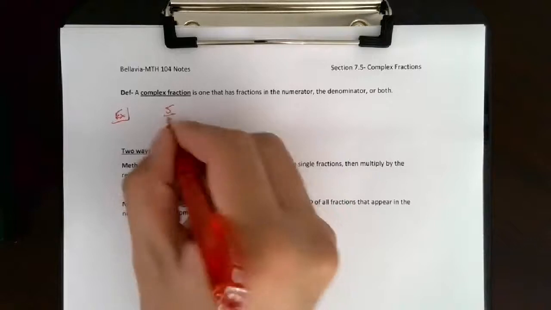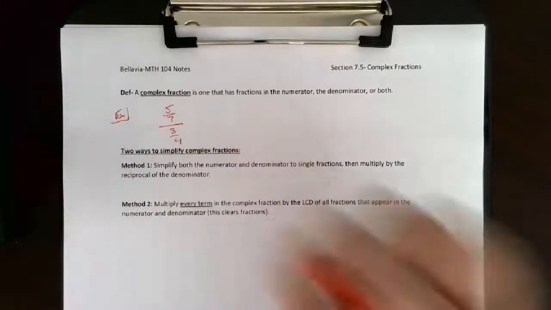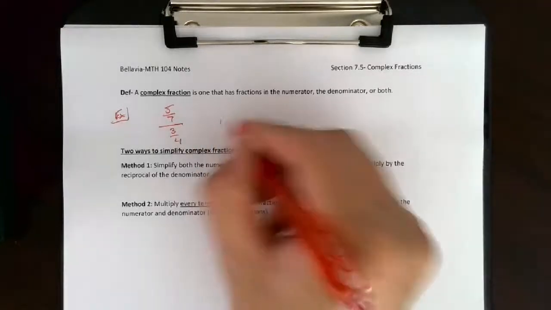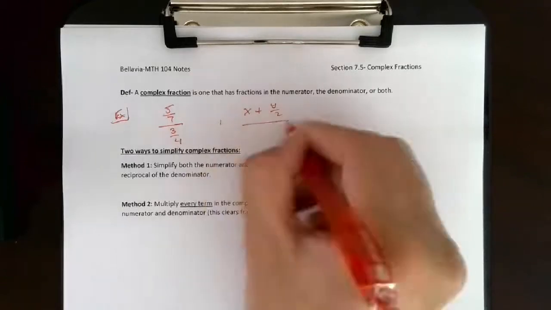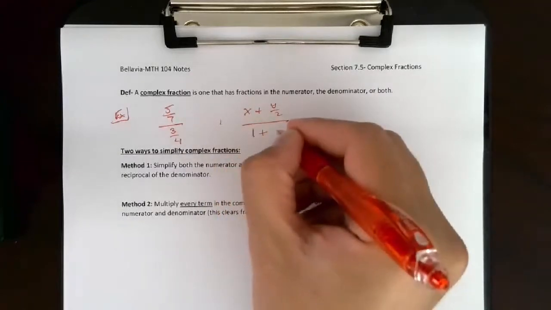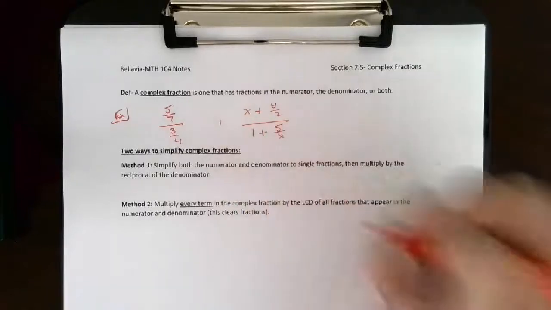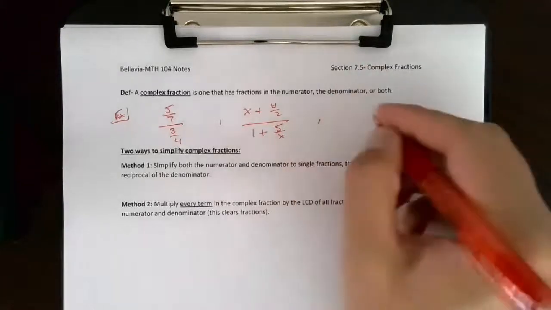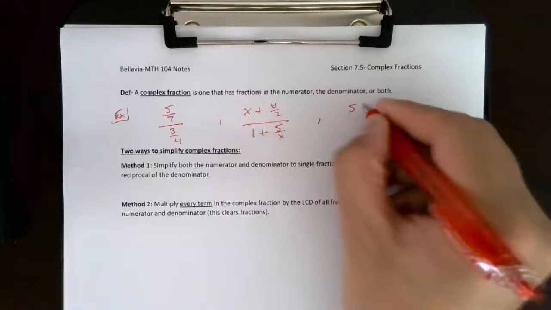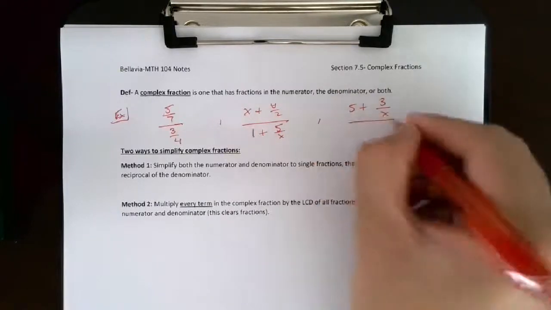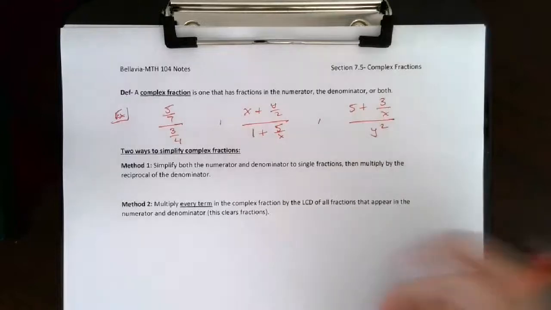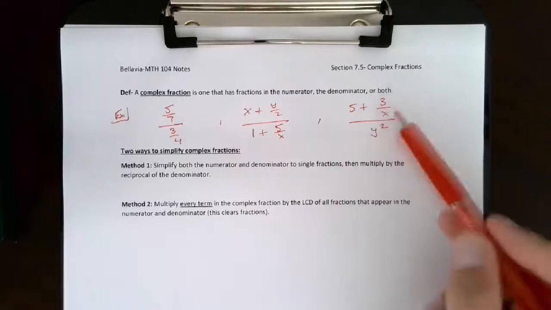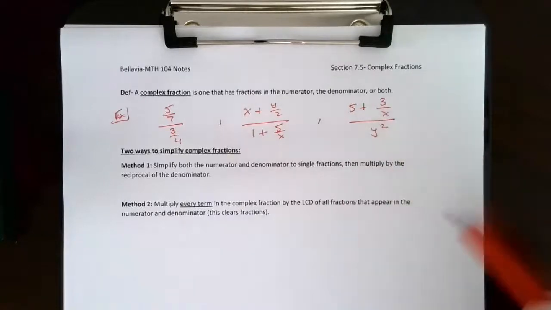If I had something like 5/7 over 3/4, that would be a complex fraction. I have a fraction in the numerator and denominator. I could have something like (x plus y over 2) over (1 plus 5 over x). That would be a complex fraction. I have fractions in the numerator and denominator. Or it could be something like (5 plus 3 over x) over, say, y squared. That's still a complex fraction. We have a fraction in the numerator. Even though we don't have a fraction in the denominator, it's still complex because there's a fraction within a fraction.